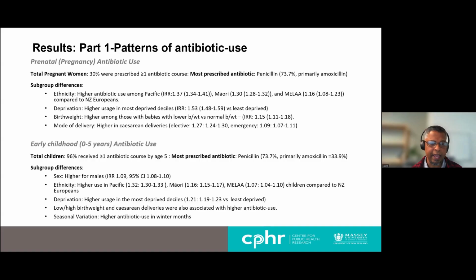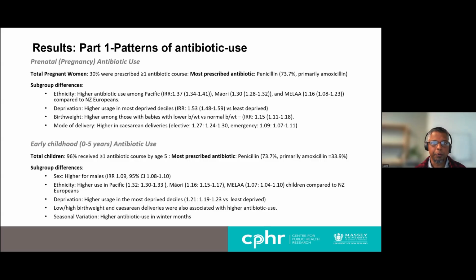Now, in terms of ethnicity, again, we can see similar patterns. We had higher use in Pacific children, which is 32% higher prescription rate. Also in Maori and Middle Eastern, Latin American and African, or MELAA, groups compared to the New Zealand Europeans. Asians actually had lower compared to the New Zealand Europeans. Again, for the deprivation index, we can see that the most deprived group had 21% higher prescription compared to the least deprived, which is the reference group. And those children who were born with low birth weight, as well as those who were delivered by cesarean section, had higher antibiotic use. Finally, we also noticed seasonal variation in antibiotic prescription with higher antibiotic use in winter months.